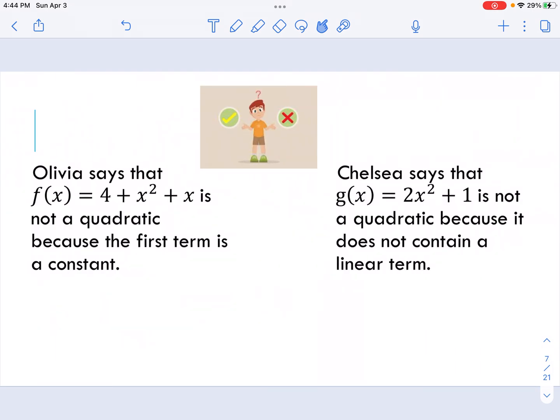So before we get into today's notes, let's look at some common misconceptions. Now Olivia says f of x is equal to 4 plus x squared plus x is not a quadratic because the first term is a constant. Chelsea says that g of x equals 2x squared plus 1 is not a quadratic because it does not contain a linear term. Let's go into this first common misconception.